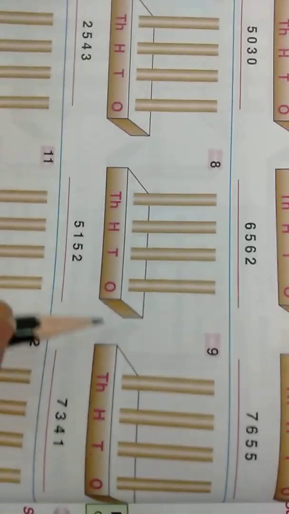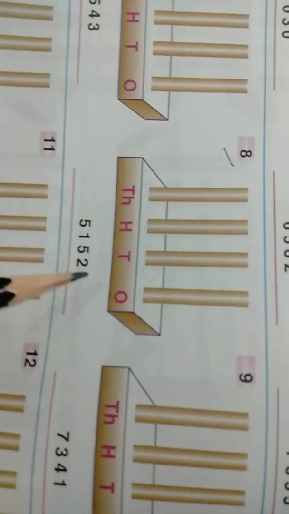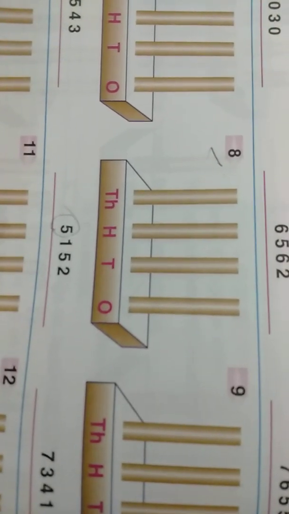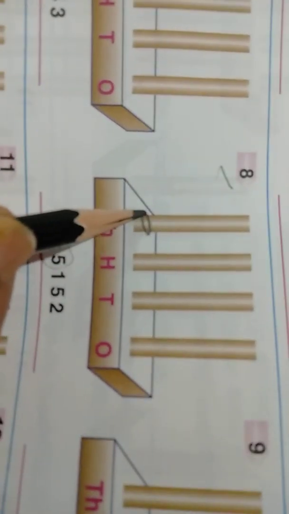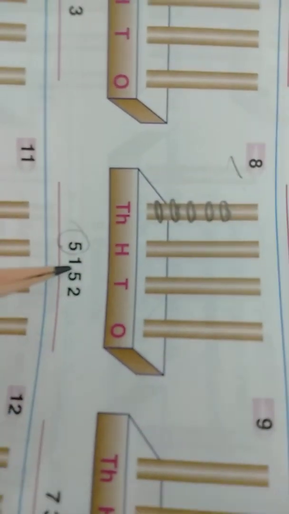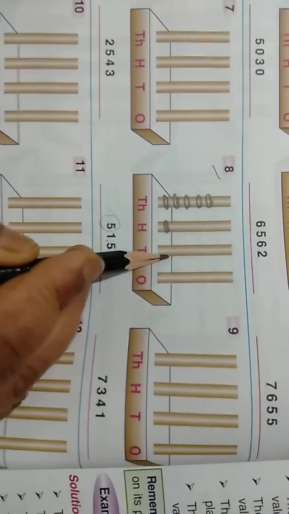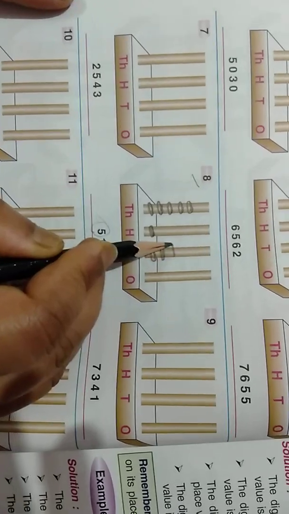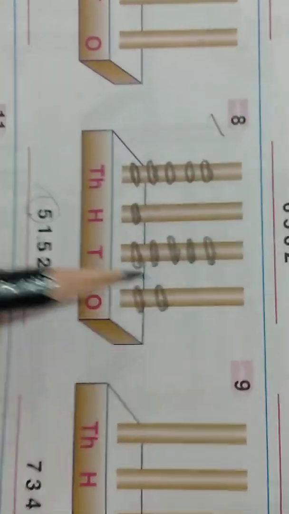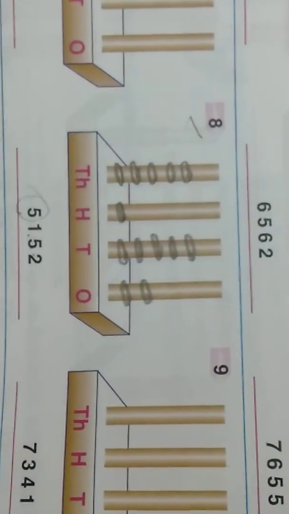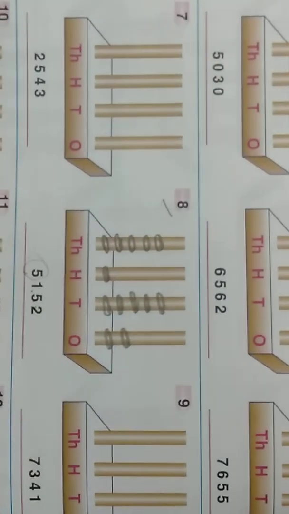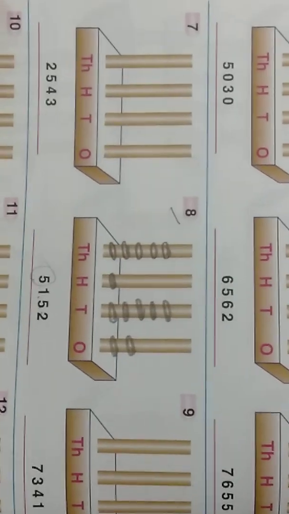Let's do one question more. Then you can easily understand. Question number 8. 5152. So what is in the 1000 place? 5. So let's make 1 ring, 2 rings, 3, 4, 5. 100, 1 ring. 10, 5. 1, 2, 3, 4, 5. Ones, 2. 1, 2. So it's very easy. You can easily understand how to do the abacus work, and it can be easily done 1 to 12. You just have to make the rings according to the number given.